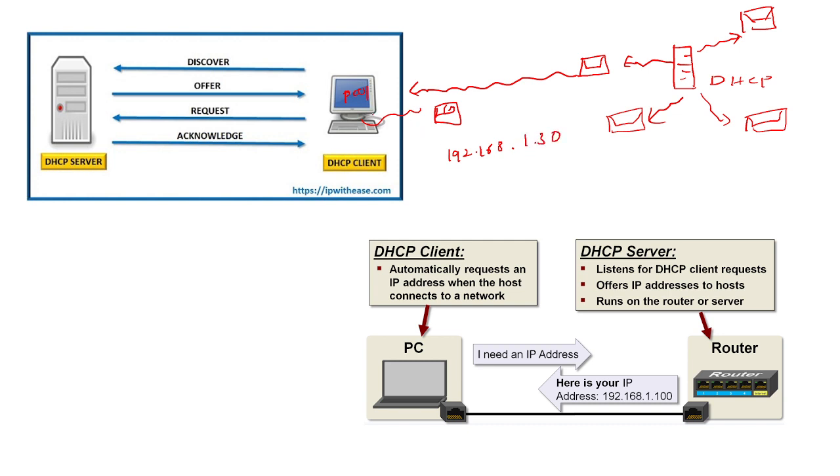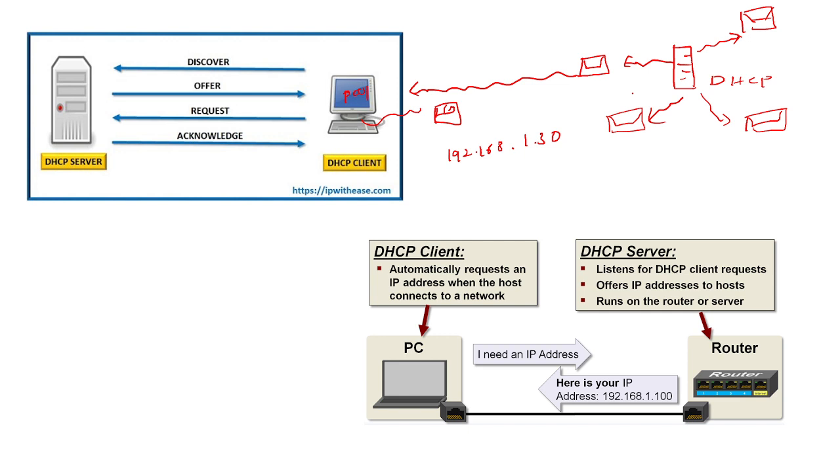192.168.1.30. So the DHCP server has the nature of advertising on its own. Such packets we call broadcasting packets, and those broadcasting packets will go within the entire network. You have 100 computers, whatever network you have, those packets will be flowing. So this DHCP client is set to get the IP address automatically.